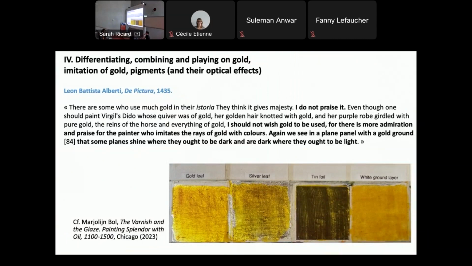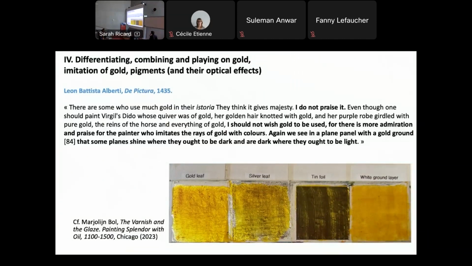Now, of course, there's not only gold. And so we also have a combination of gold with imitation of gold, either from other metals, such as silver leaf covered with yellow, or with metals or alloys that are actually not gold, such as mosaic gold, that were also used at the same time.